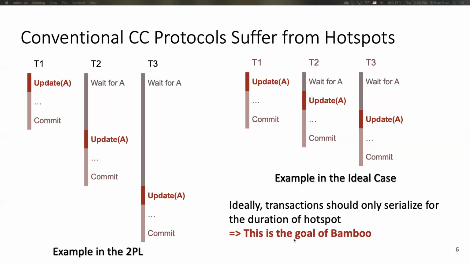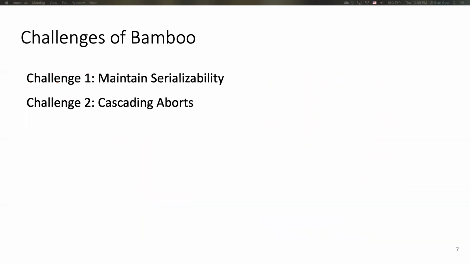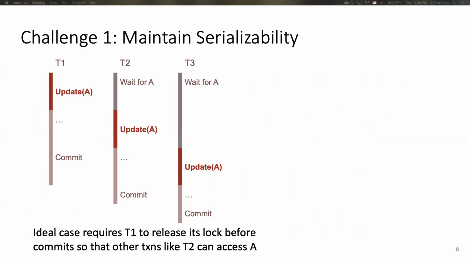Thus, we propose a new concurrency control protocol called Bamboo, trying to achieve such an ideal case. However, in pessimistic concurrency control, this would violate two-phase locking, which brings up a few challenges. Next, we'll discuss what the challenges are and how we solve them. There are two major challenges we're going to talk about. One is maintaining serializability, and the other is cascading aborts. Let's start with the first one.